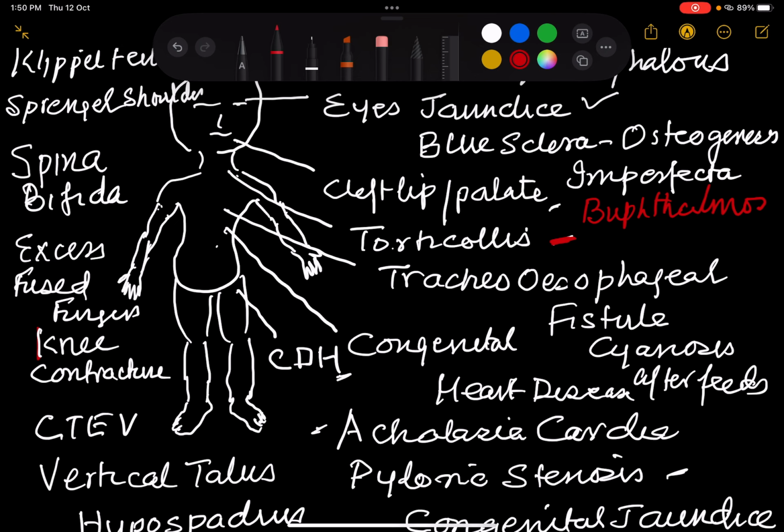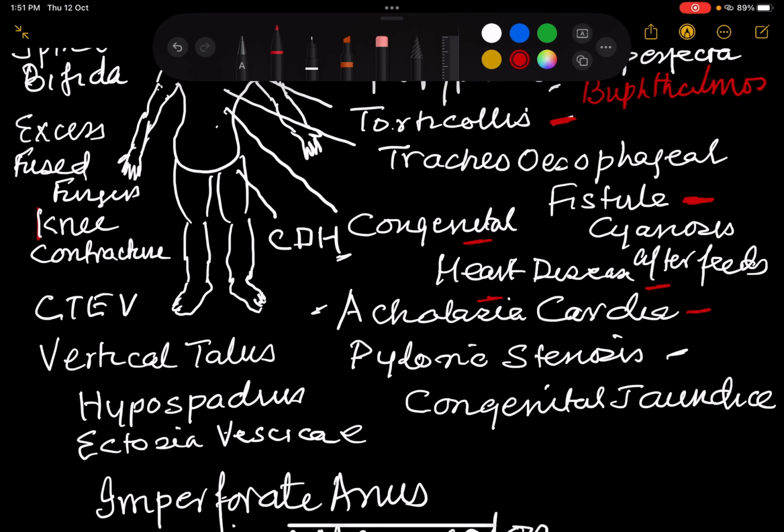Then if the child gets cyanosed after feeds, you consider a tracheoesophageal fistula. If the child is cyanotic and you hear murmurs around the heart, it is congenital heart disease. If the child vomits after feeds, consider achalasia cardia.